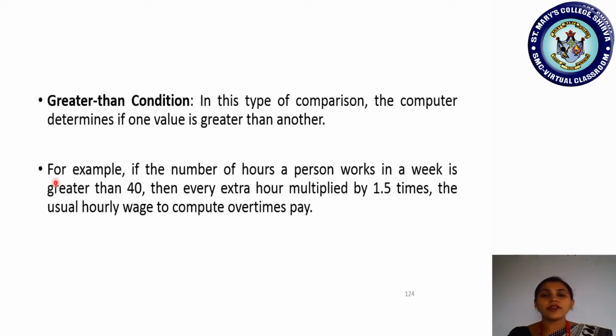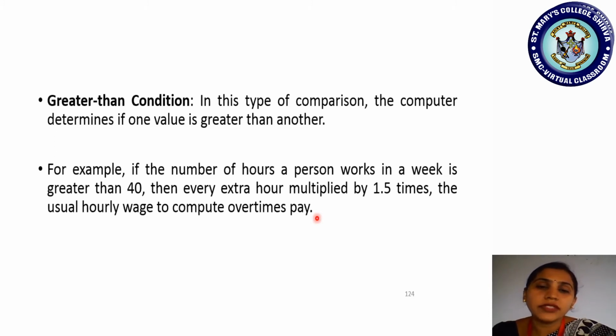In this type of comparison, the computer determines if one value is greater than the other. For example, if the number of hours worked in a week is greater than 40, then every extra hour is multiplied by 1.5 times the usual hourly wage to compute the overtime pay. So in the greater than condition, they try to compare with another value.